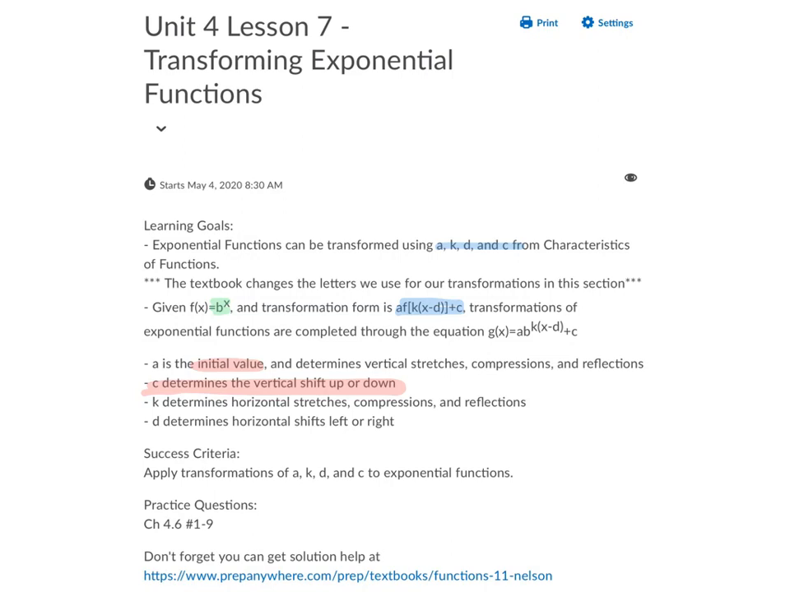We need to consider the fact that you're going to have a base raised to the exponent 0. You're then going to multiply that by a to get an initial value, and you're going to shift that up or down. Okay, more to come on that as we get further into it. Alright, so we're going to start off by reviewing a few concepts, and then we're going to look at some transformations.